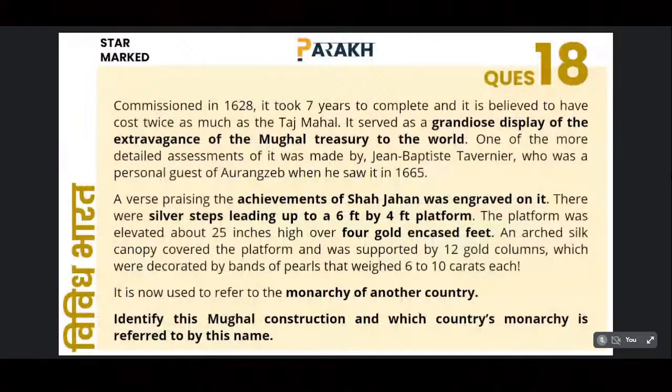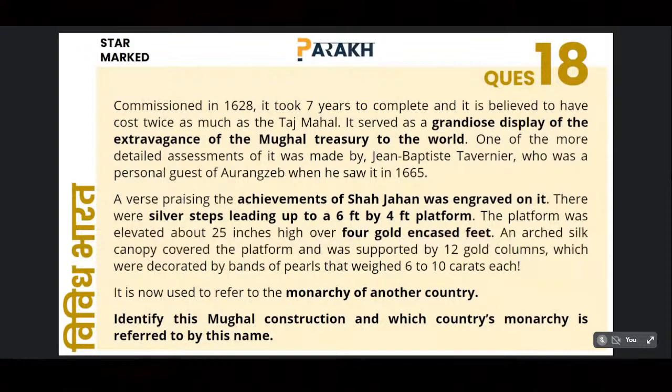Question number 18. Commissioned in 1628, it took 7 years to complete and it is believed to have cost twice as much as the Taj Mahal. It served as a grandiose display of the extravagance of the Mughal treasury to the world. One of the more detailed assessments of it was made by Jean-Baptiste Tavernier, who was a personal guest of Elizabeth in 1665. A word praising the achievement of Shah was engraved on it.